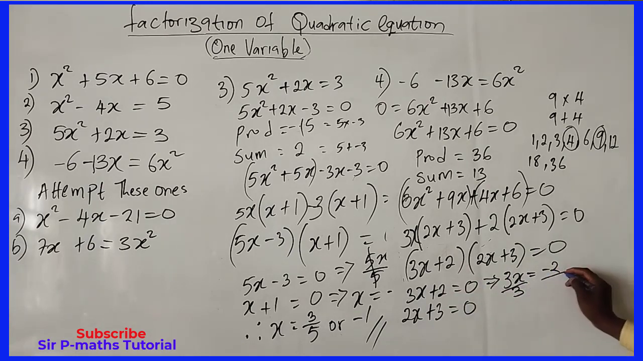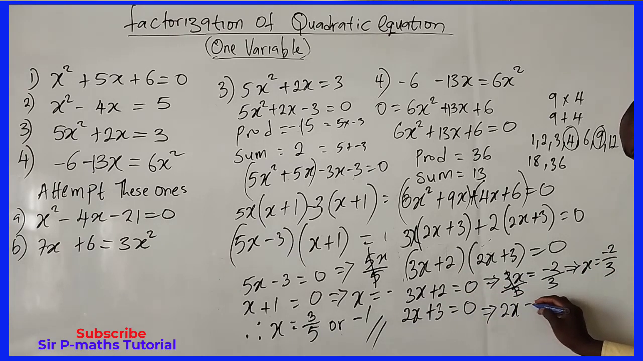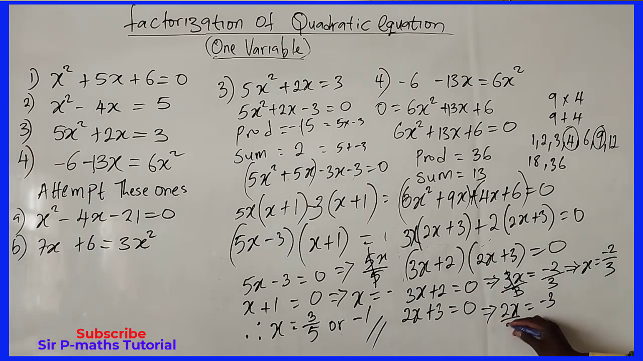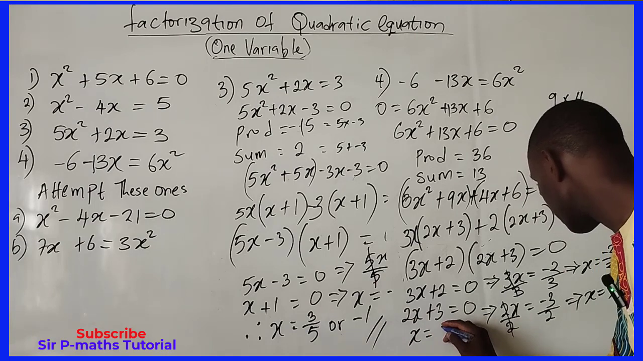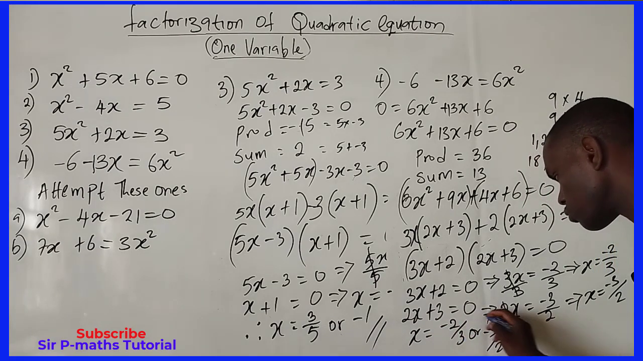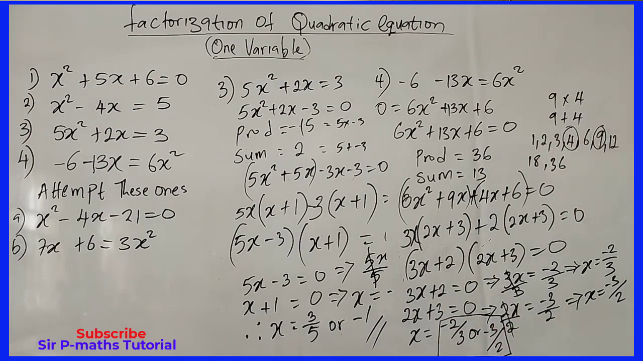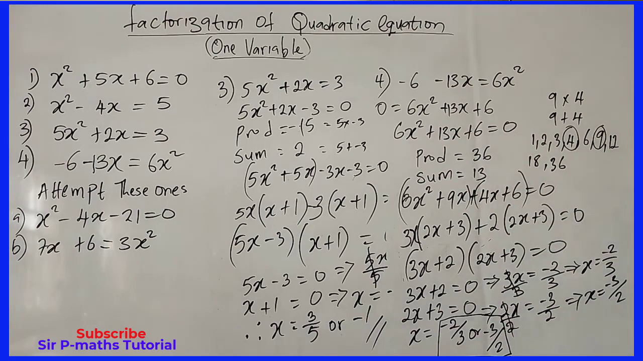Then we divide both sides by 3, so that I will have x to be equal to negative 2 over 3. Carry 3 across. I'll have 2x equal to negative 3. Divide both sides by 2, and then I will have my x to be equal to negative 3 over 2. Therefore, my x will be either negative 2 over 3 or negative 3 over 2. This becomes the factors that will make this equation to become 0. You can always try it.